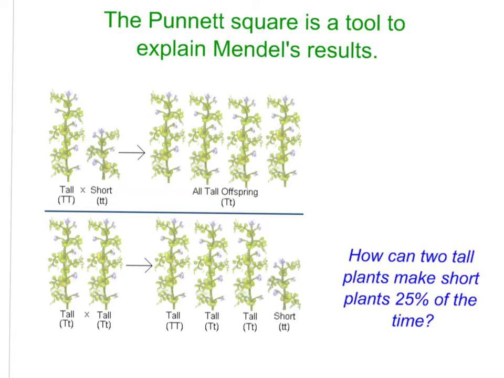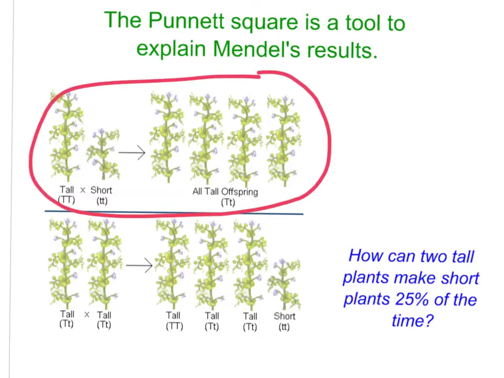So we can see that the Punnett square is a very useful tool to help us explain Mendel's results. And this is what our Punnett square showed. It just showed us that when we cross these, we get all tall offspring. Now, what happens when we cross these two plants from this F1 generation? We cross two of these heterozygotes together, which is what they did right down here.